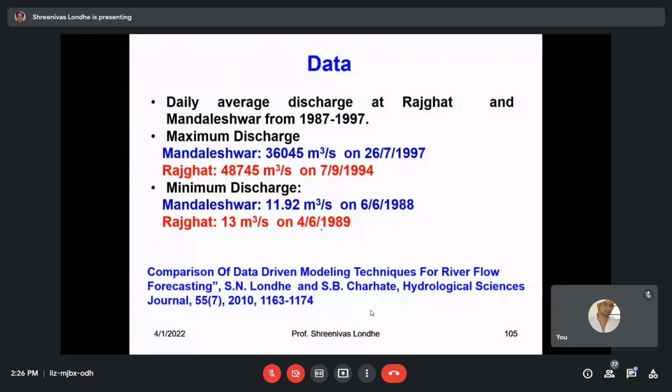Now, what about data? As I said, 87 to 97, that is 11 years of data. And what is the data? Daily average discharge. So it is the value of Q. Nothing else is there. No other hydrologic variable was measured or available. Purposely, at both Mandleshwar and Rajghat, the maximum and minimum values have been shown to you. See the range.